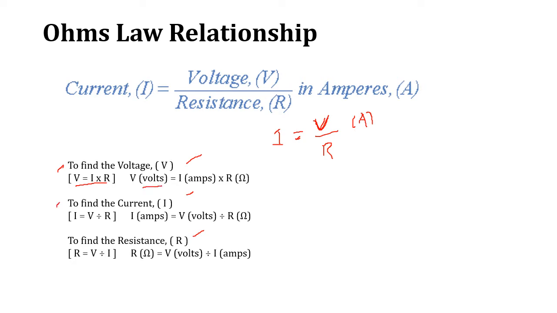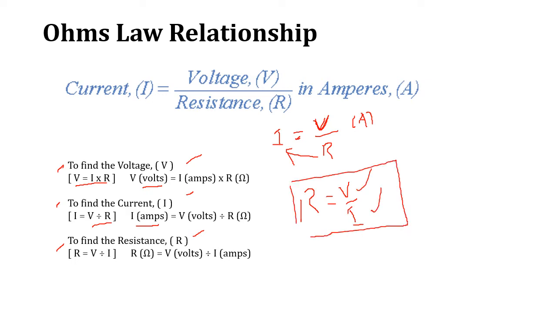In the same way, to find the current, I will be equal to V upon R. The unit of the current is ampere. In such a way we can also find the resistance. Taking out the resistance R, R will be equal to V upon I. So from this equation, if we know the voltage and current, then we can easily find the resistance. Here the unit of the resistance is measured in ohms. The symbol of ohms is like this.